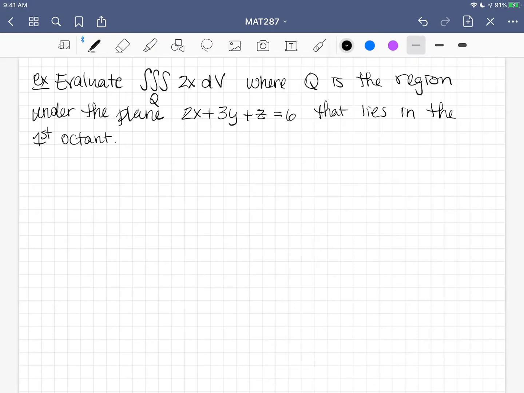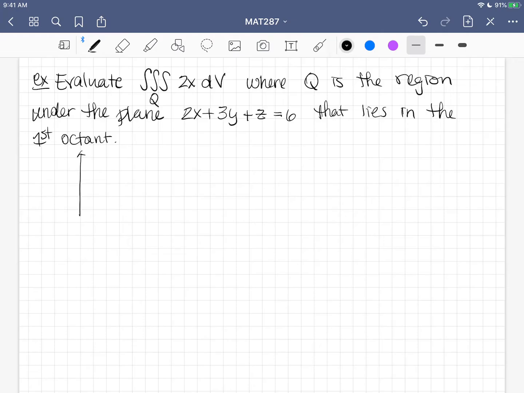Alright, so in the last video we evaluated a triple integral where we were given the bounds on each of the integrals. Here I want to evaluate a triple integral where I'm given the definition of my region Q, but I need to come up with those bounds myself. So here we're looking at the triple integral over Q of 2x dV, where Q is the region under the plane 2x + 3y + z = 6 that lies in the first octant.